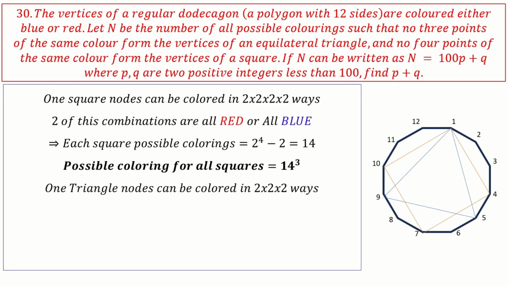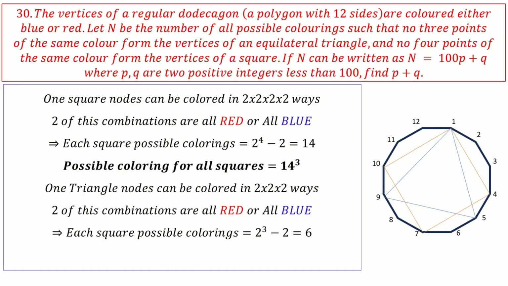Similarly, one triangle can be colored in 2 into 2 into 2 ways, because 3 nodes are possible in a triangle, and each node can have any of the 2 colors. So 2 to the power of 3 ways. But out of that, all red and all blue we have to remove. So 2 to the power of 3 minus 2, which is 8 minus 2, 6 colorings are possible for each triangle. And how many triangles? 4 triangles. So total possible colorings for triangles is 6 to the power of 4.